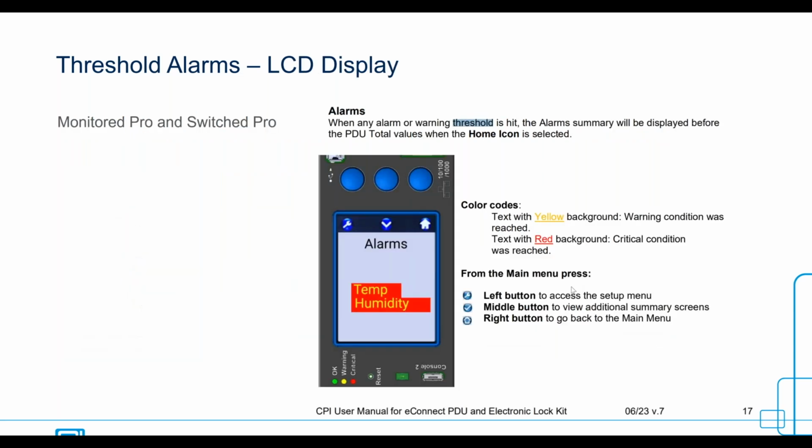Another way to identify threshold alarms is through the LCD display. So Monitor Pro and Switch Pros, when any alarm or warning threshold is hit, the alarm summary is going to be displayed. And this can be accessed through the home icon. And you can see that there's going to be an indication of an alarm. This is an example of a temperature humidity alarm. And there's going to be a yellow background that's indicating a warning condition that has been triggered or reached, and a red background whenever a critical condition has been reached.